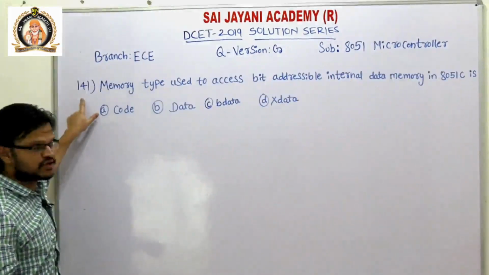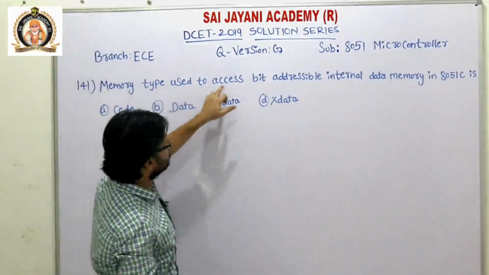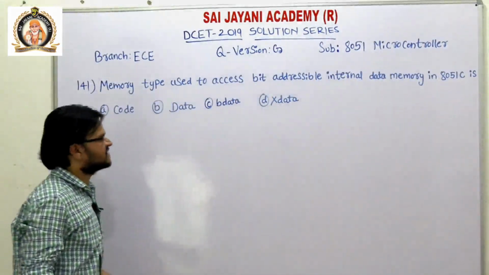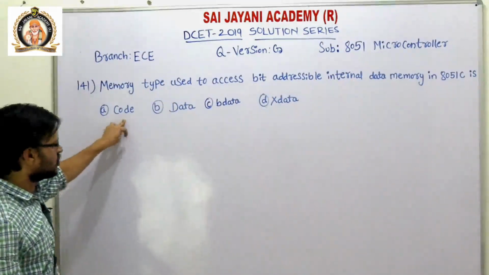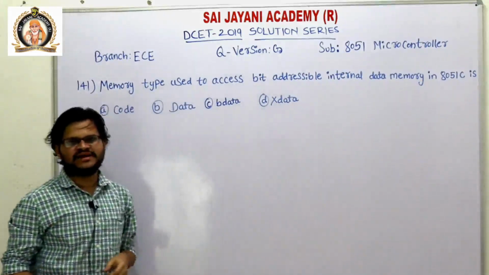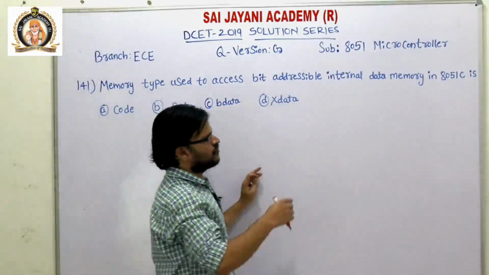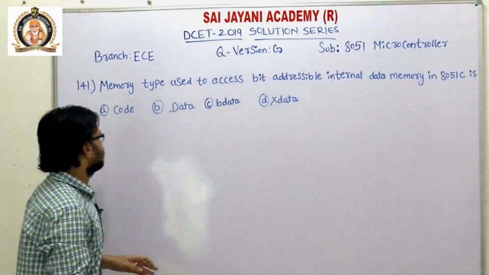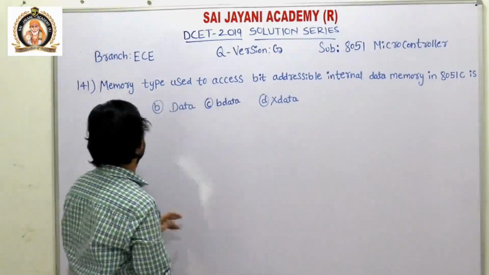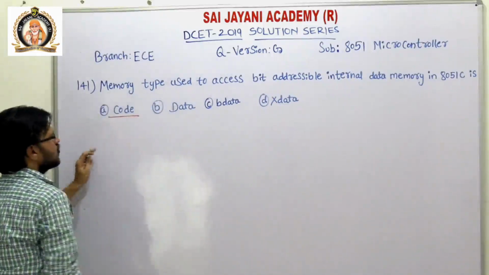Question number 141: the memory type used to access a bit addressable internal data memory in 8051 C is, they are given 4 options: code, data, bdata and xdata. The 8051 architecture separates program and data. Here they are given 4 areas. The first area is the code area.